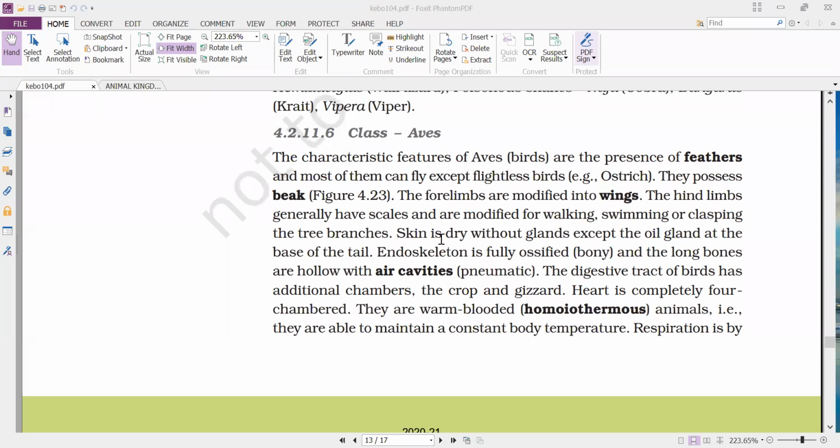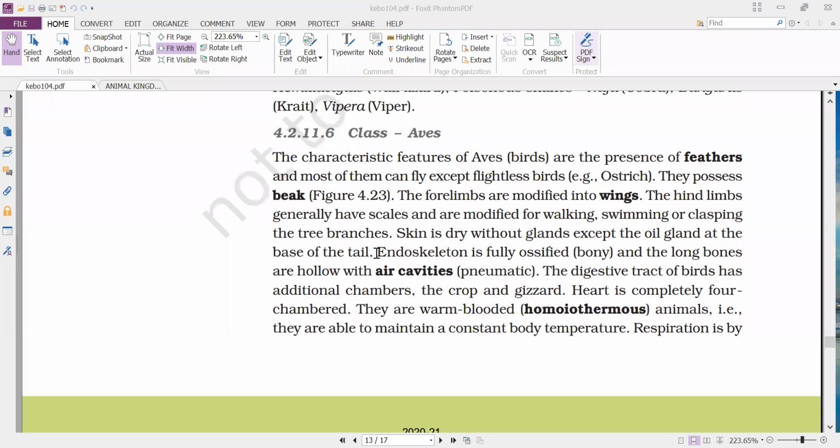And next, when you observe, the skin is dry without glands except the oil gland at the base of the tail. The oil secreted from the oil gland is applied to clean the feathers and to keep them dry, to prevent the feathers from getting wet. And next, the endoskeleton is fully ossified.